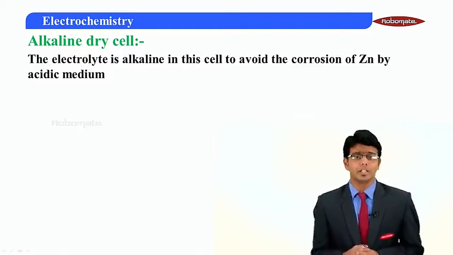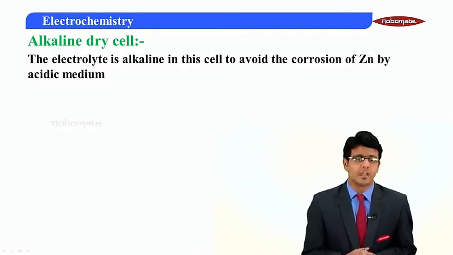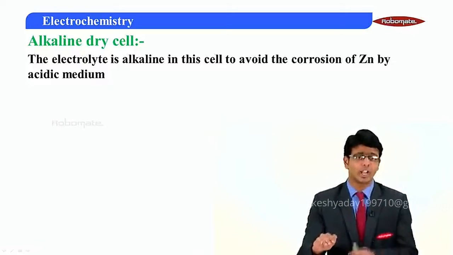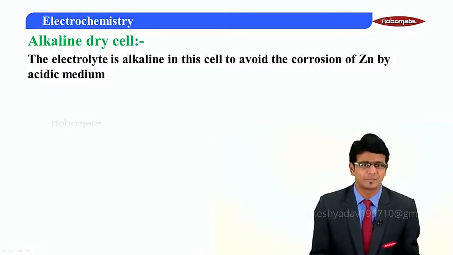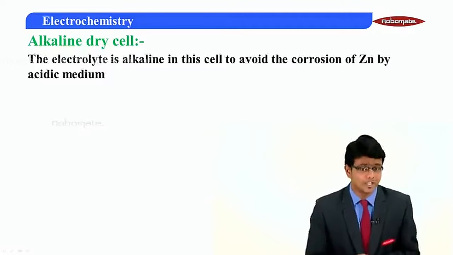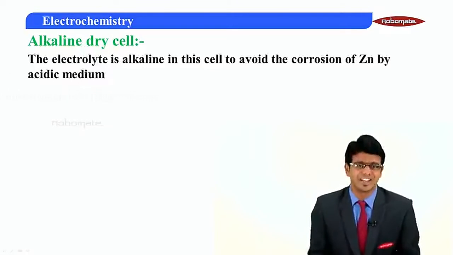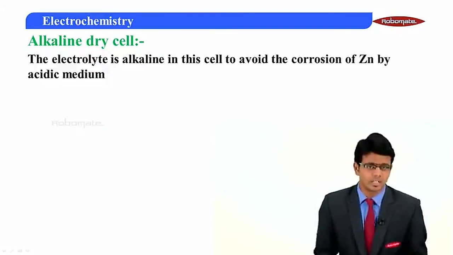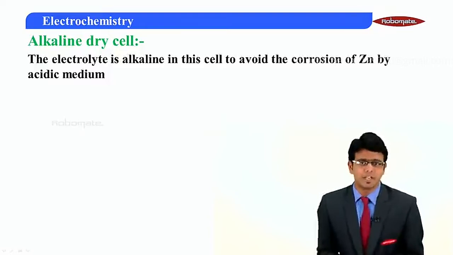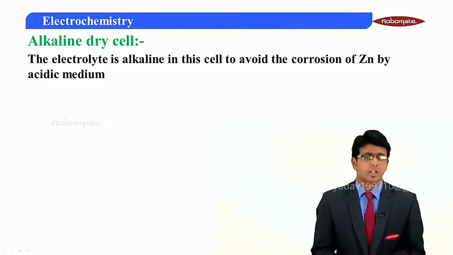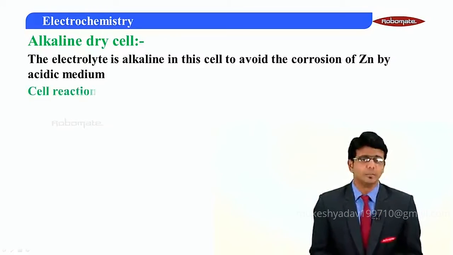If you remember the design of conventional dry cell, we are using ammonium chloride. And ammonium chloride is actually a salt of weak base, that is ammonium hydroxide, and strong acid, that is HCl. So precisely the reactions are taking place in acidic medium in which corrosion is accelerated. So to avoid the corrosion of metal or zinc here by the acidic medium, we are using the alkaline medium. Alright. So let us understand the cell reactions here.